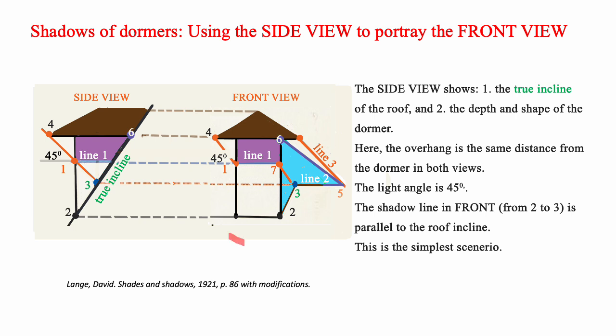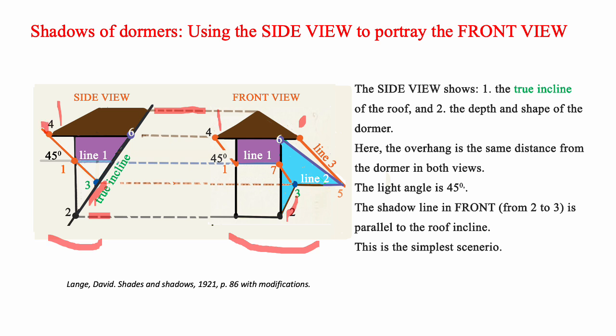I want to show you how to find the shadow on this front view using a side view. So line up the two views as I did here. In this case, the overhang is the same distance from the dormer in all views. The light angle is 45 degrees, and the shadow here parallels the true incline of the roof. So this is the simplest scenario.